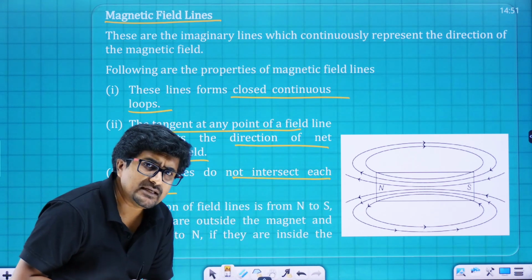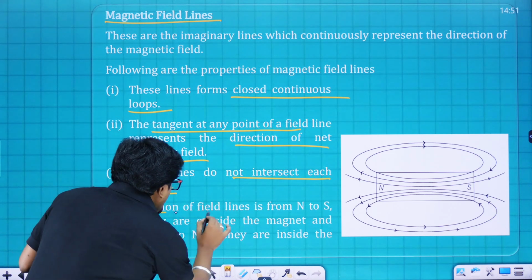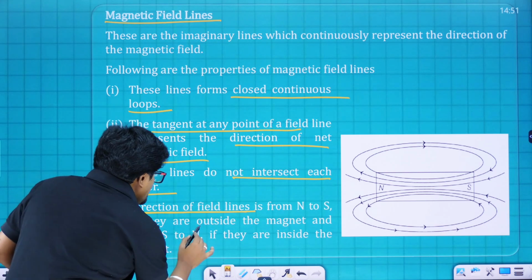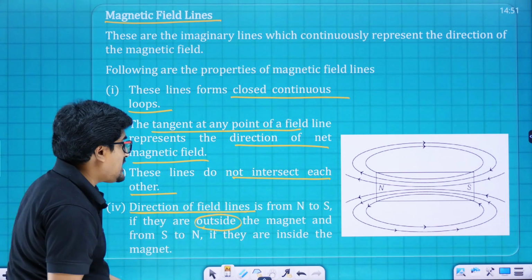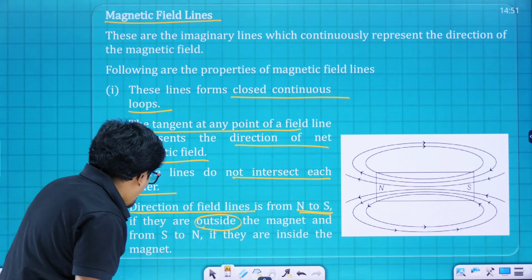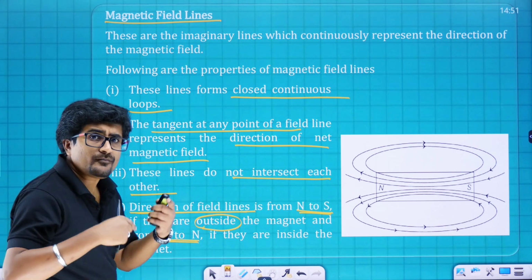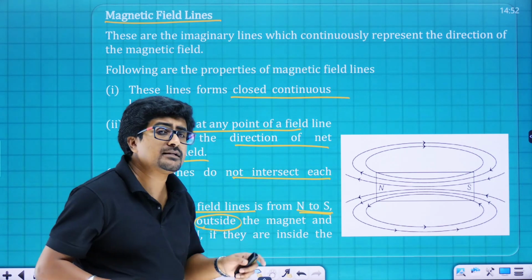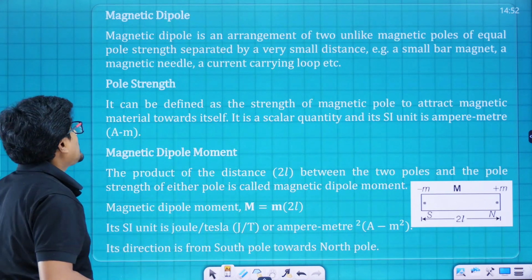Regarding the direction of field lines, please note this. Outside the magnet, it is from north to south, and inside the magnet, it is from south to north. That is very important. Outside the magnet, it's from north to south, and inside the magnet, from south to north. You need to be very careful on that part.